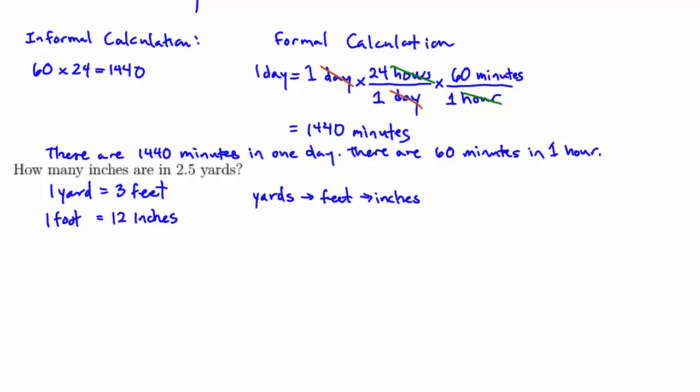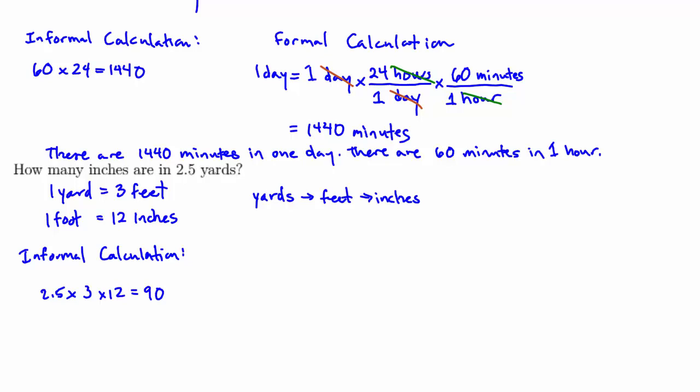Informally again, let's do this informal calculation. So we know that we have 2.5 yards. We know that there are 3 feet in 1 yard, so we could take 2.5 times 3, and we know that each foot has 12 inches. We can multiply by 12, and we'll find that to be 90. So there are 90 inches in 2.5 yards. Again, this one was very straightforward, so we could do it pretty informally.